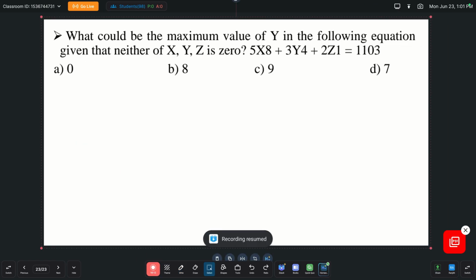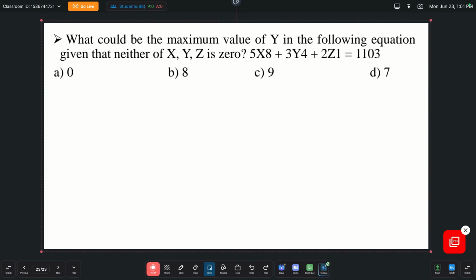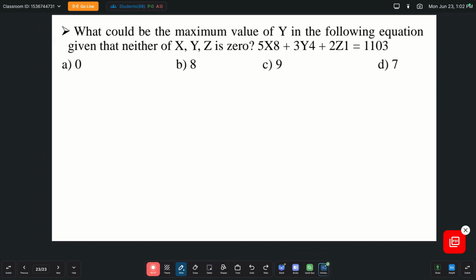What could be the maximum value of y in the following equation, given that none of x, y, z is 0: 5x8 plus 3y4 plus 2z1 will be equal to 1103. So if I add all the values: 5x8, 3y4, 2z1.